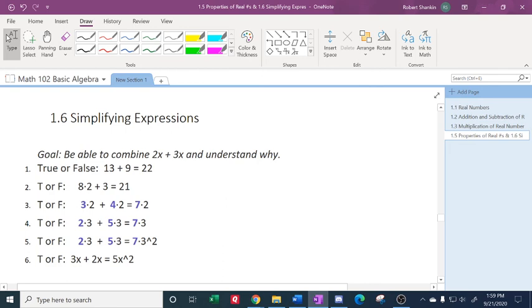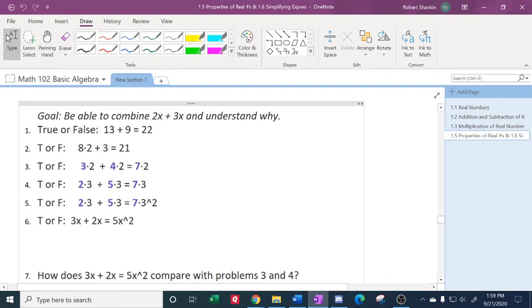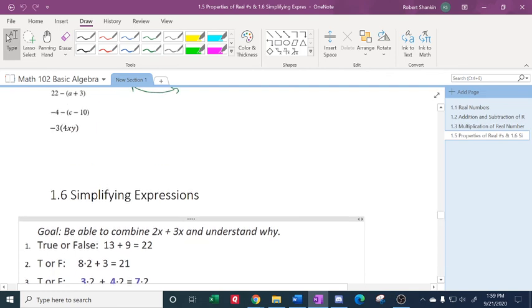All right, 1.6, the next section, simplifying expressions. Our goal is to be able to combine 2x and 3x, add them together, and understand why. All right, so we'll start with this first one. And let me just have you do the first two problems.